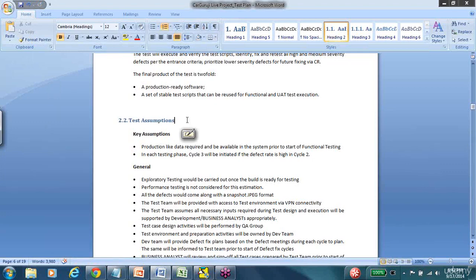So assumptions you might think is not so important, but it is extremely important to include the assumptions section in your test plan. So Sohini, if the servers fail, to which team does it fall?